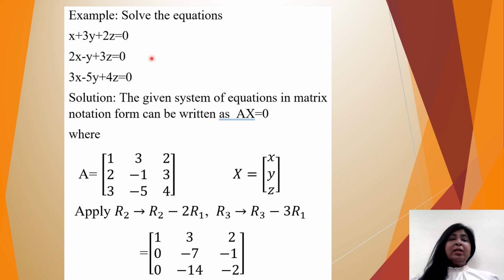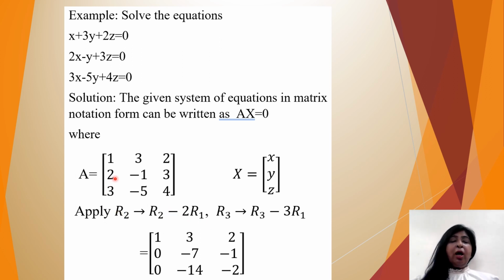Now take up one example. Solve this system of equations. So here you can see that right hand side is given to be 0. This means it is a homogeneous system of equations. So we write it in matrix form. It becomes Ax is equal to 0. So we write the coefficients of the matrix A, and x is the matrix of unknowns which we have to find.